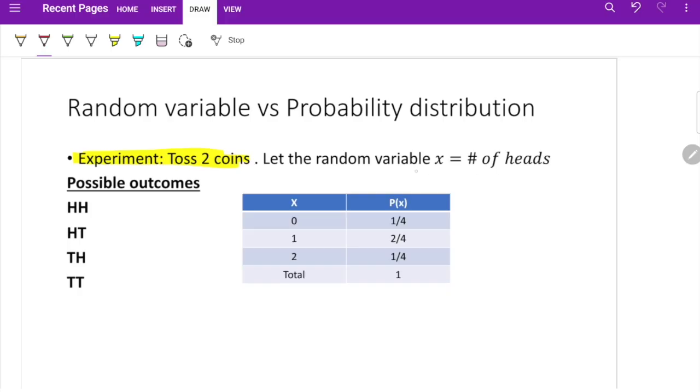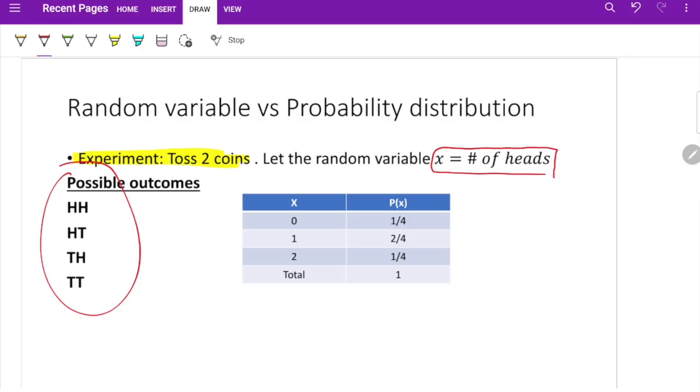In this example, we're going to say the random variable is x, which is the number of heads. What does it mean? It means that if you do an experiment of tossing a coin twice, or two coins, you toss them, and when you toss the two coins, you'll get results, right? Outcomes. You're going to record these outcomes. So all of the possible outcomes are these.